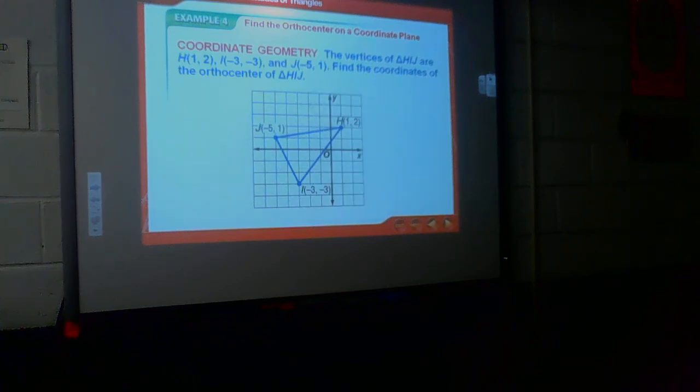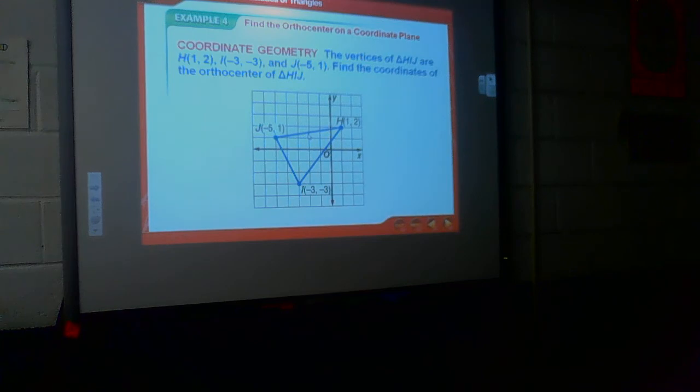So here they say the vertices of this triangle, find the coordinates of the orthocenter. So this is where you would have to take the time to figure out how I could get a 90-degree angle. What's the easiest way for me to figure out how to draw a 90-degree angle from this vertex? Well, obviously I'm going back to this one right here, right? But if I knew what this side's slope was, what's true about the slope of something that's perpendicular to this side?